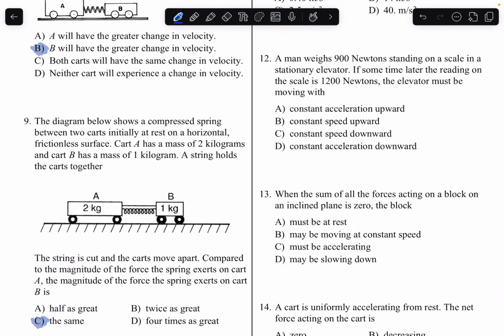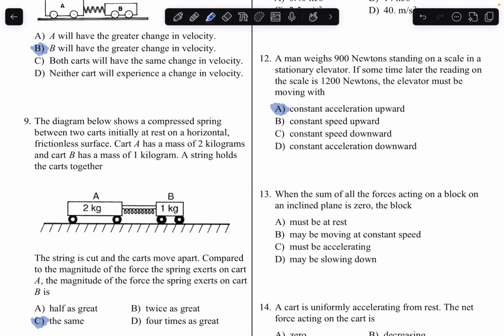So number 12. A man weighs 900 newtons standing on a scale in a stationary elevator. If sometime later the reading on the scale is 1200 newtons, the elevator must be moving with constant acceleration upward.